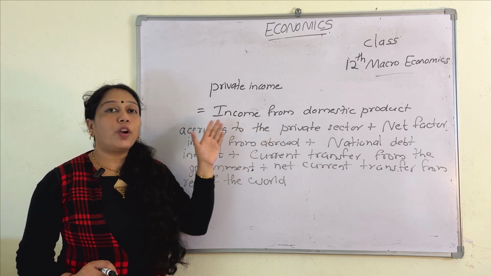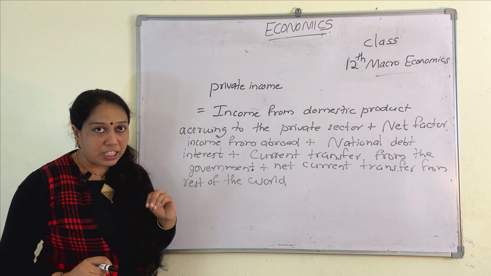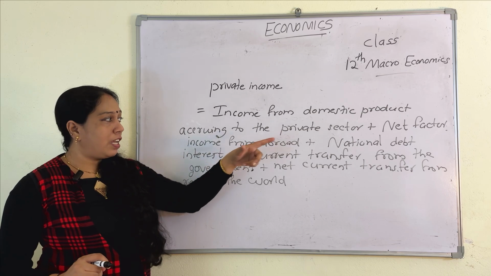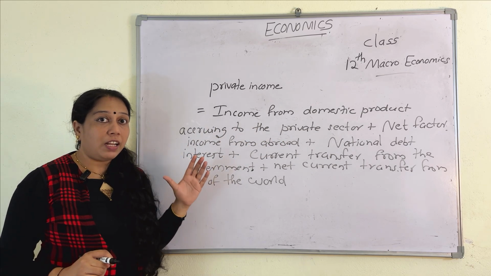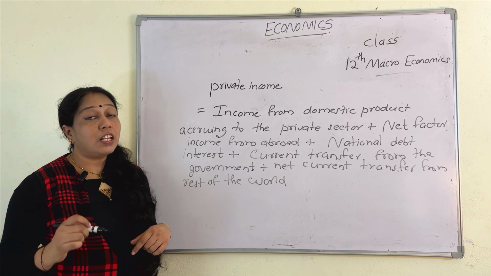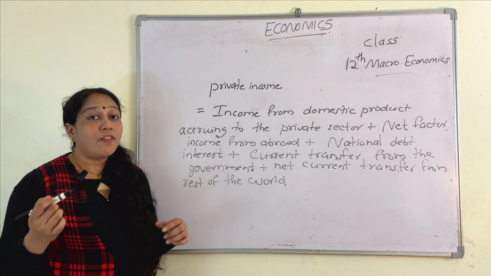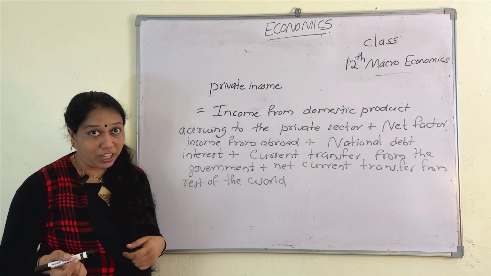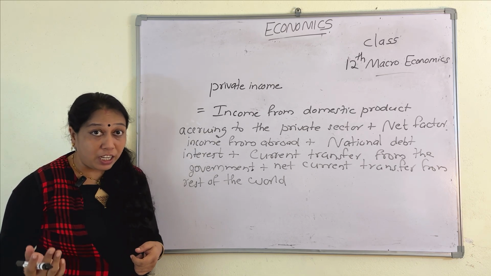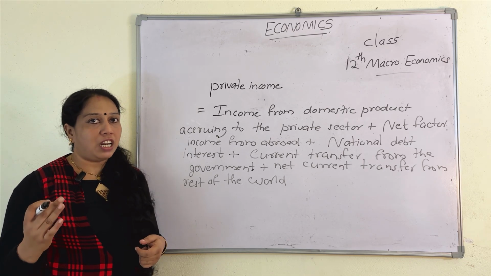Income from domestic product accruing to the private sector means the domestic income of the private sector only, not including the government sector. Next is net factor income from abroad, which we already studied in the last classes: factor income from abroad minus factor income to abroad. Factor income is the income of the factors of production: land, labor, capital and organizer. So factor income means rent, wage, interest and profit.